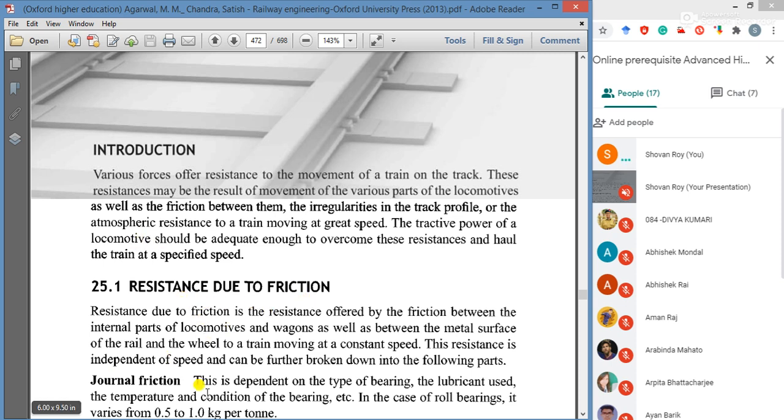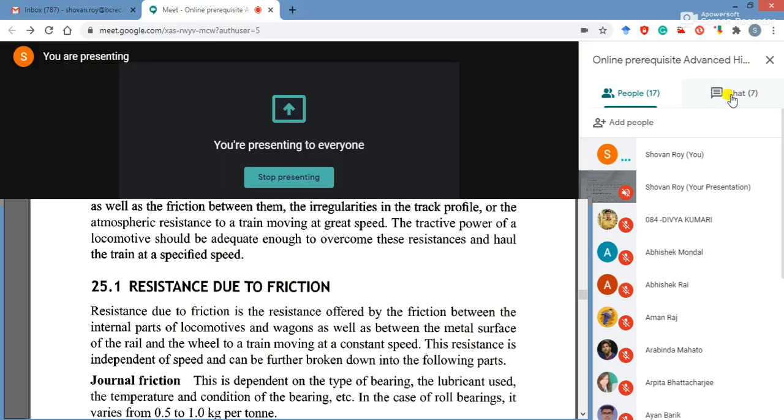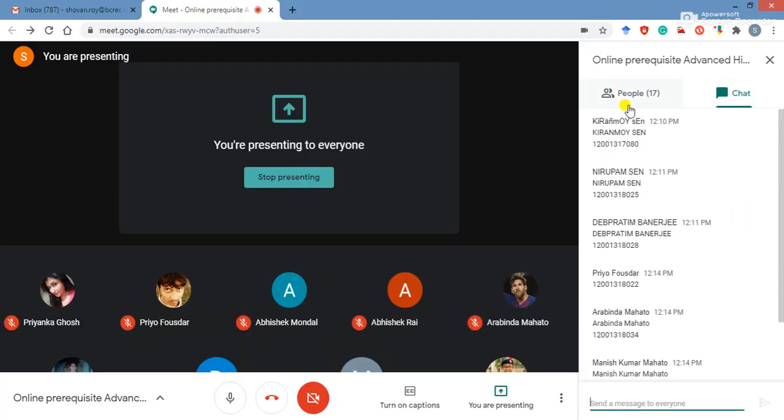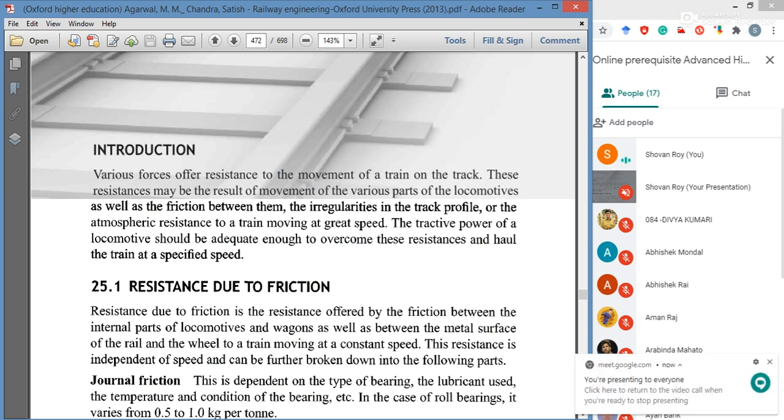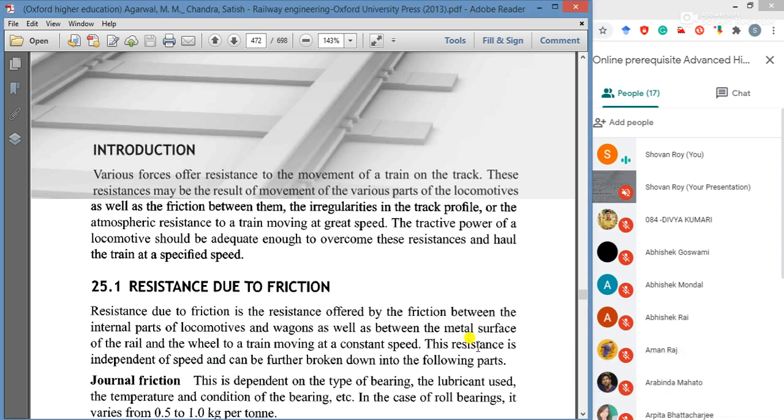Number one, you can see in this PDF file, the resistance due to friction. Resistance due to friction is the resistance offered by the friction between the internal parts of locomotives and wagons, as well as between the metal surface of the rail and wheel, for a train moving at a constant speed. So these are the theory. Actually you can read it from the book.